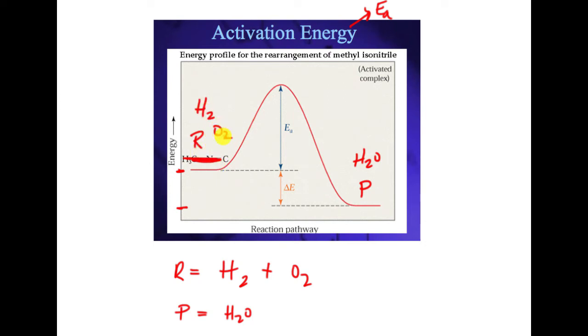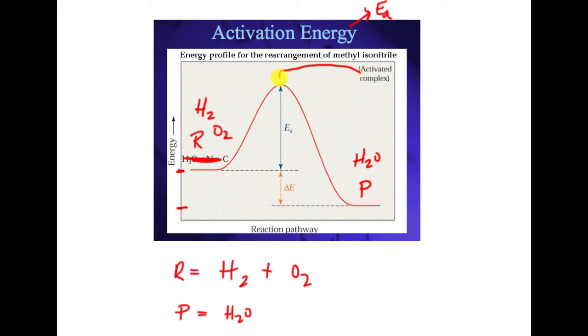But if I allow them to collide together at a higher temperature, the particles are moving with more speed. They're going to collide more often and with more energy, because the collision is going to have more energy because of the kinetic energy that's there. So the particles can then form the products.